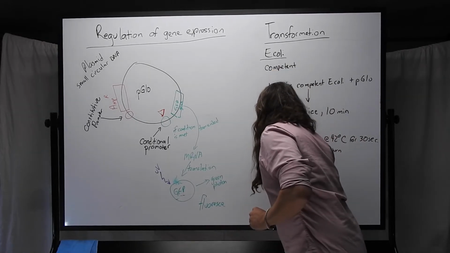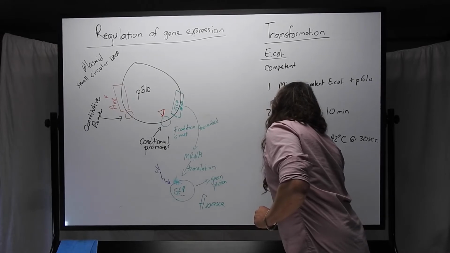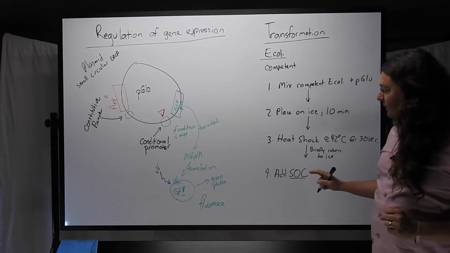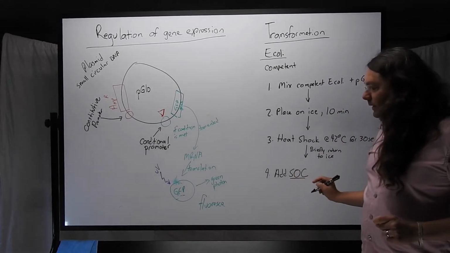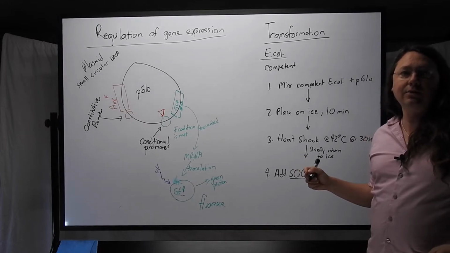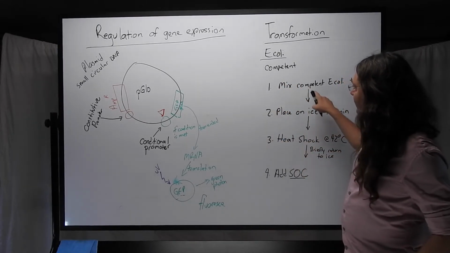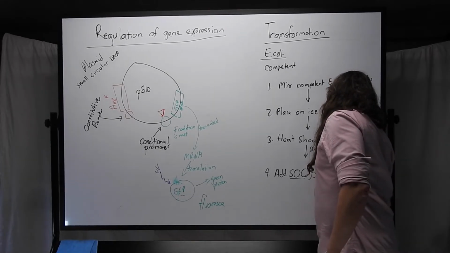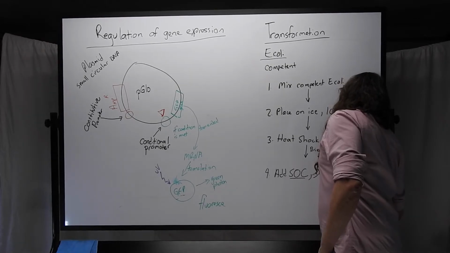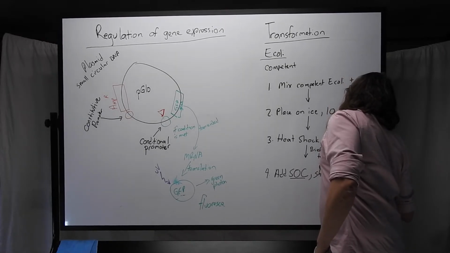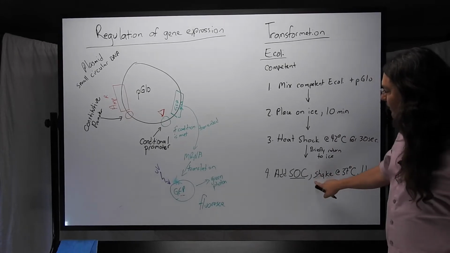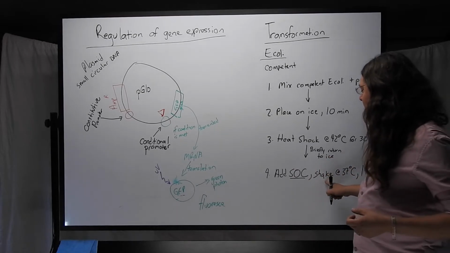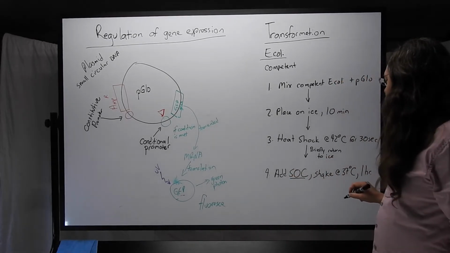We briefly return to the ice just to cool these cells down quickly, before we add a liquid media called SOC. Okay, and this is a really rich media. It has sucrose and other compounds that let the cells recover from this harsh treatment that they've just received and also begin dividing. So then we're going to shake them at 37 degrees Celsius for 1 hour. Okay. And we shake them to keep the liquid aerated so that these cells have oxygen, because they need oxygen to use the sucrose that's in the liquid media.